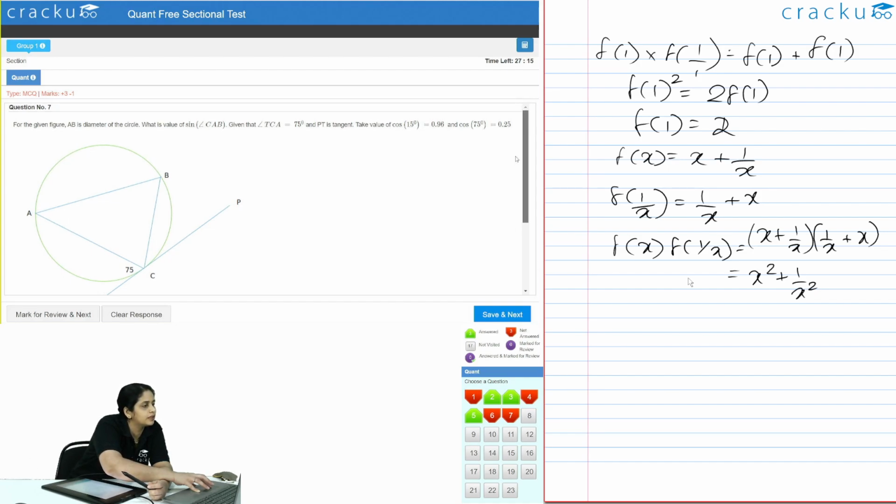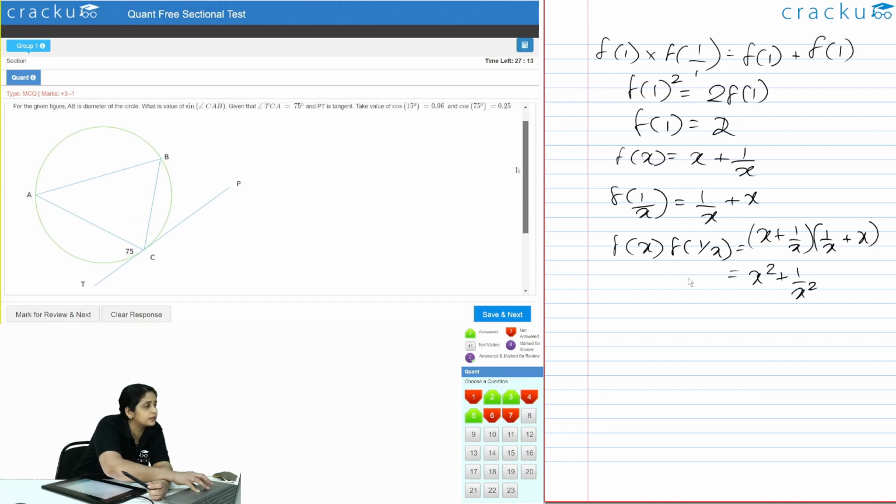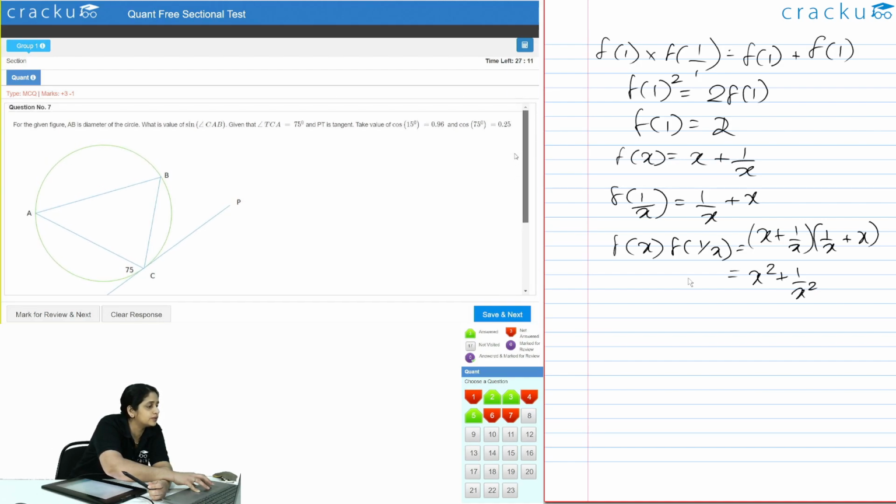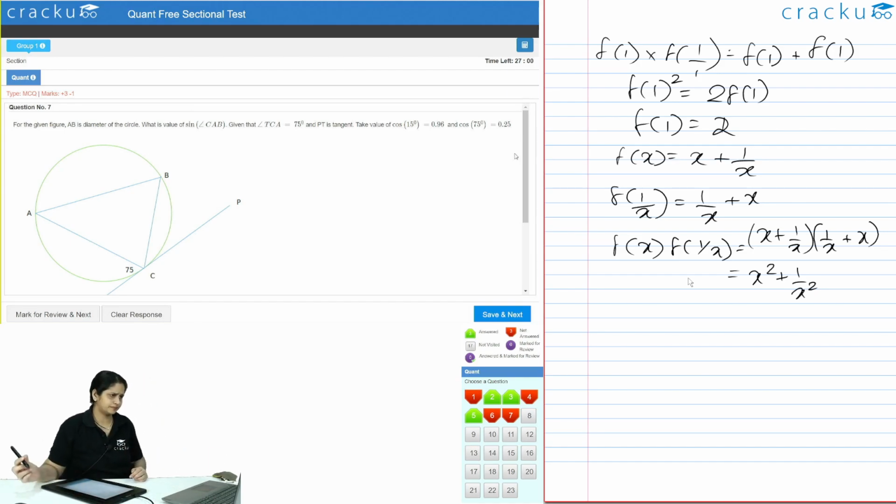So 75. So we want T. We want the sine of CAB. So this is 90, this is 15. So CAB is 15, so we need sine 15. So cos 15 is equal to 0.96, and cos 75 is equal to 0.25. So we need essentially what is sine 15. So what would be sine 15?